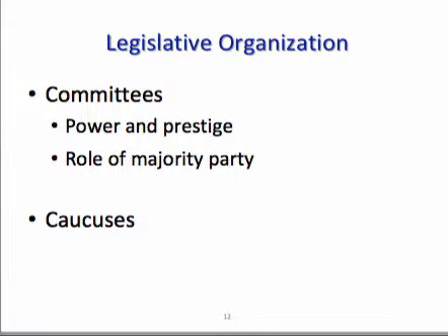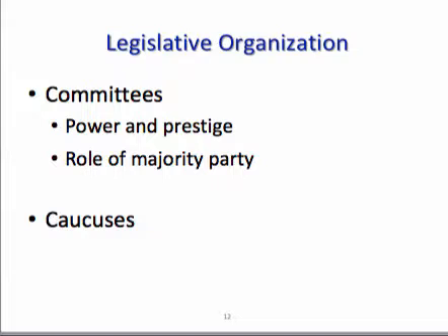When legislation is introduced, it is assigned to specific committees, and it goes through a process of hearings and eventually being voted out of committee. And who is in charge, who is the majority party, is extremely important in this role.